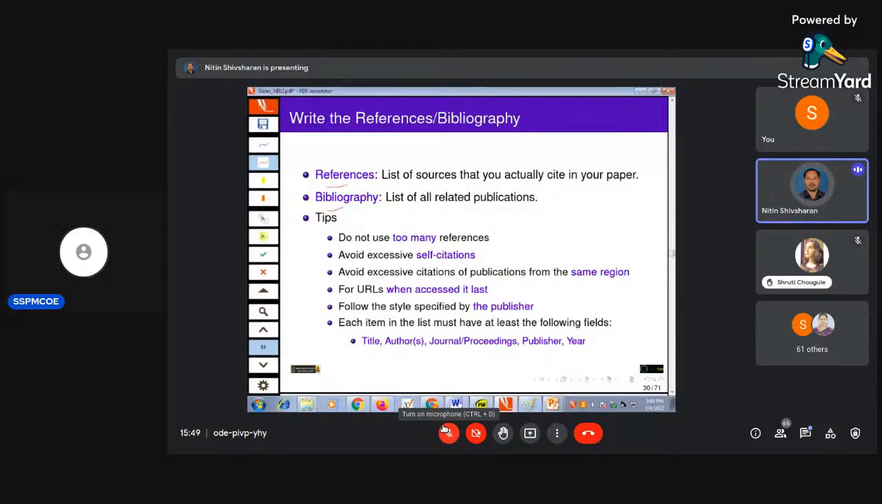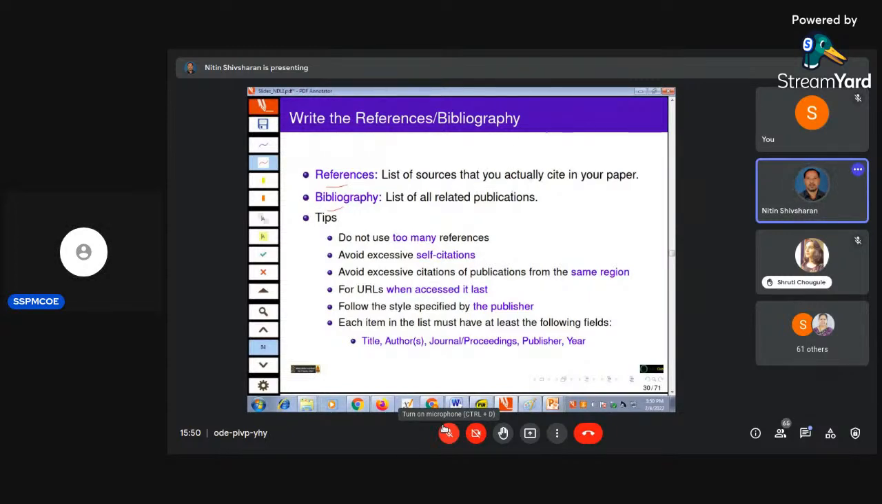The list of sources that you actually cite in your paper is the references. It means the number of references that you have used. All the references should be cited in your paper. These are called the references. And bibliography is the list of all related publications you have referred to while collecting information or studying domain related issues. While writing the references and bibliography section of your research paper, do not use too many references.